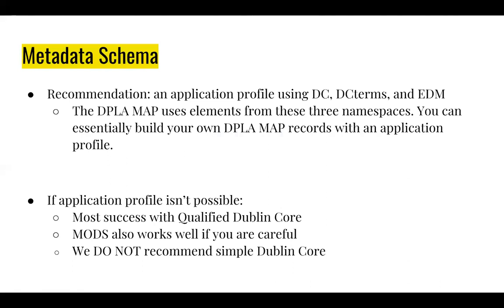If you can't use an application profile, we've seen the most success using just qualified Dublin Core. MODS also works well if you're careful. MODS is very robust and has a lot of different options, and so it's very easy to get your records not consistent with each other. But we don't recommend simple Dublin Core. It's just too simple to be able to model that administrative information that we need, the names of the organizations and the links and things like that.